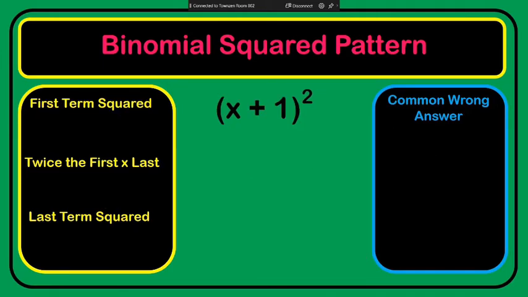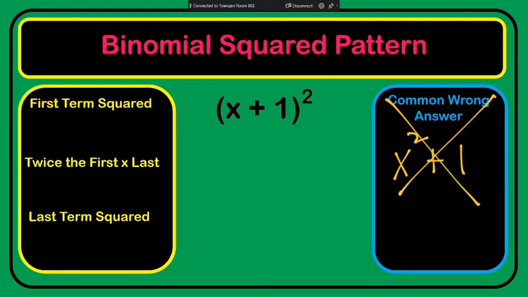On this problem, we have the common wrong answer. The common wrong answer is x squared plus 1. People just square the terms inside the parentheses, but that's a binomial, and we know from our experience so far that these answers will be trinomials.